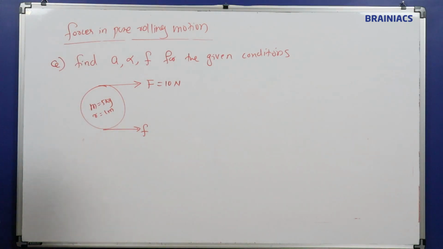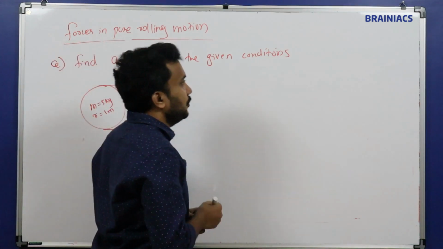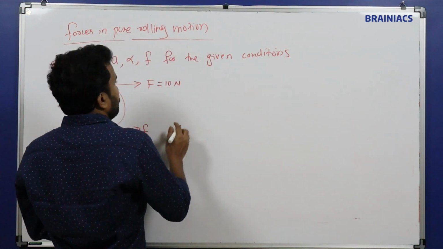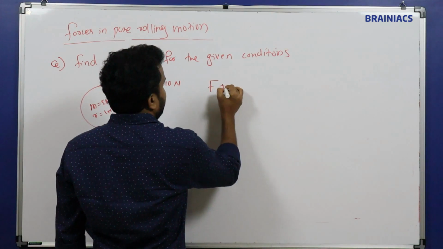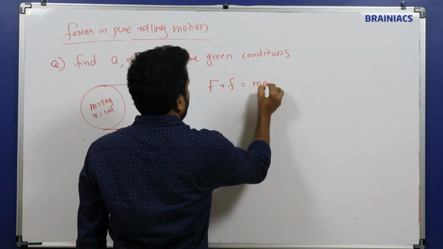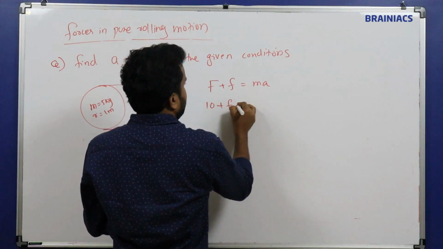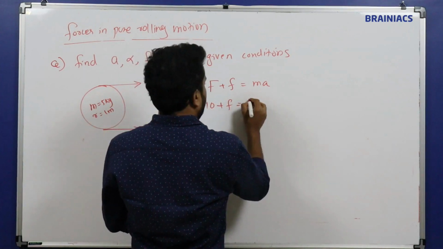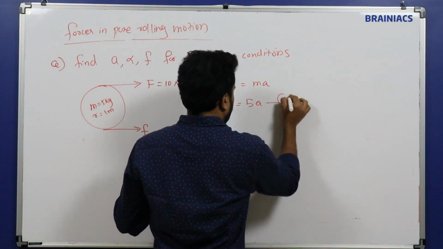So what we'll do, we have to create two sets of equations. Total force equal to ma. So capital F plus small f will be equal to ma. Capital F is 10 plus f is equal to m, which is 5, so 5a. Equation number 1.